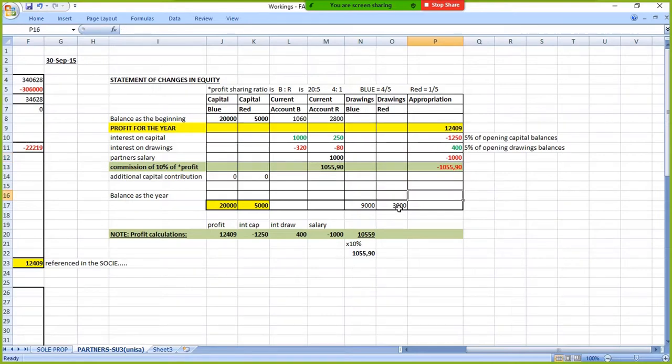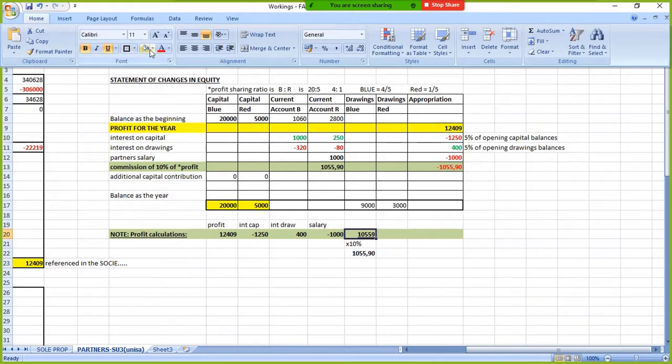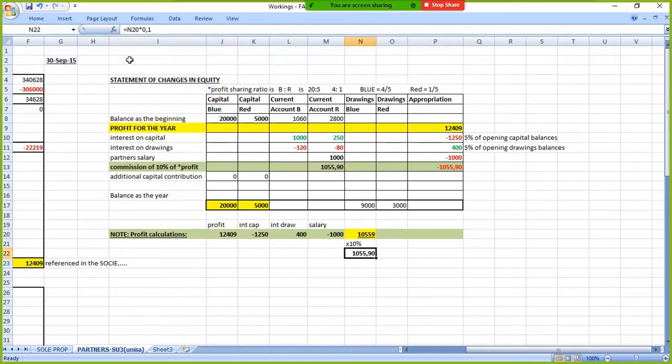Right, so we've got everything. Okay, the last thing we need to do here is work out how much profit is going to be attributable to each partner. Right, so we need to work out how much is left over. Okay, so remember, that's the amount that we have currently. Right, that's the amount of commission. Okay, so the net amount to be shared is... Okay, so the net amount to be shared will be this minus that.